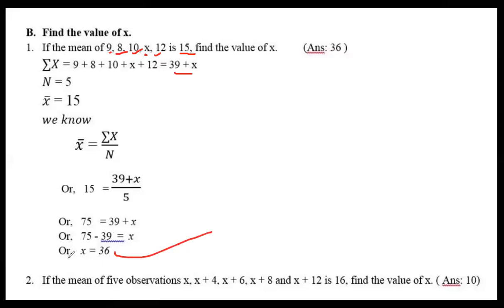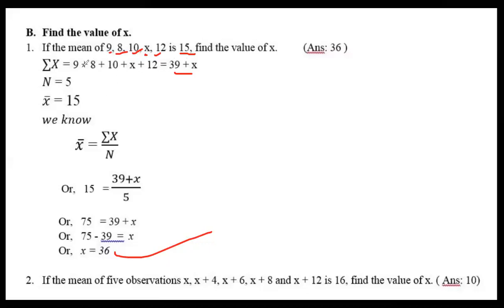So in this way we can find the missing frequency. How much is this x? It is 36. Okay, so in this way we will get the answer. We are just using the same formula. So the mean is 15. Summation x means we need to add all these numbers. After adding, you will get 39 plus x.